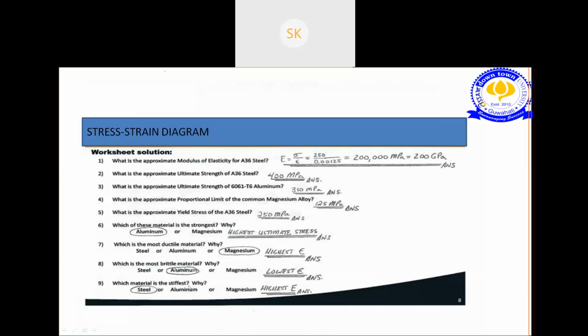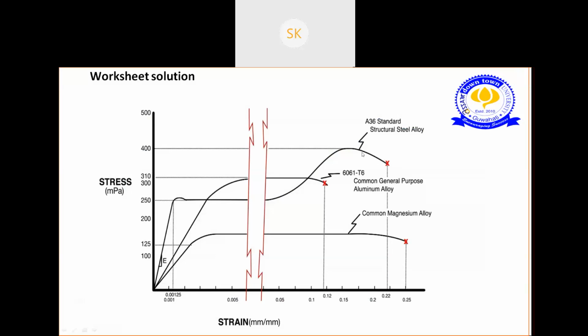Then they have asked you which material is stiffer. So just see the curve, from the curve, this part is stiffer, so it will have a higher E value. And which will be the least stiff? Understood or not? Which will be more stiff? See, of the E values from these three curves, this curve has a higher E value compared to this and this. So the stiffest curve will be of steel and the least stiff will be of magnesium.